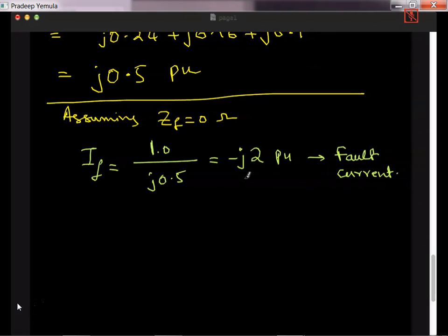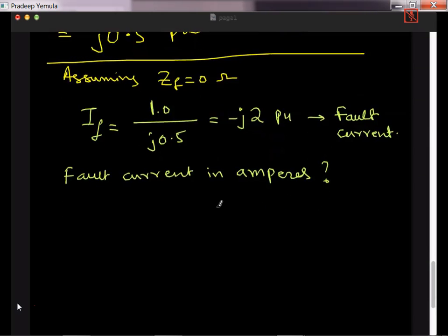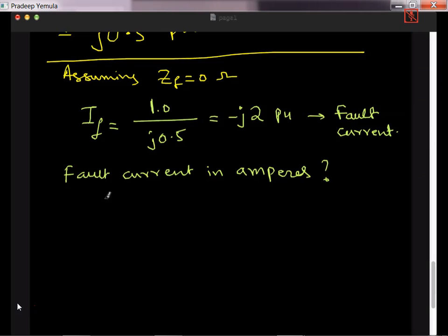Now this is in per unit, but I want to calculate the value in amperes. If that is the question, how do we find it? It is very easy. You know that V base is 400 kV for the transmission line, and S base is 100 MVA, and this is a three-phase system.